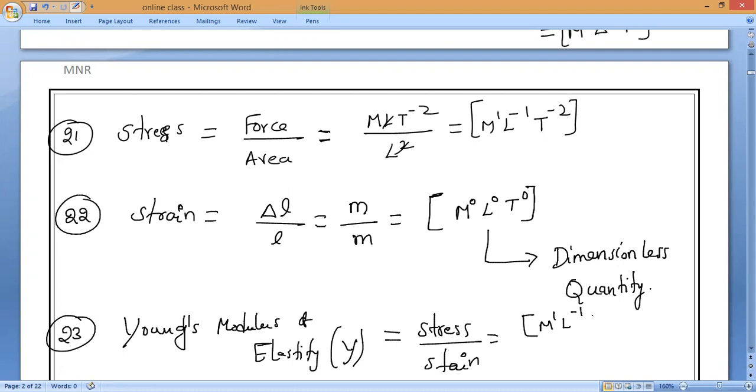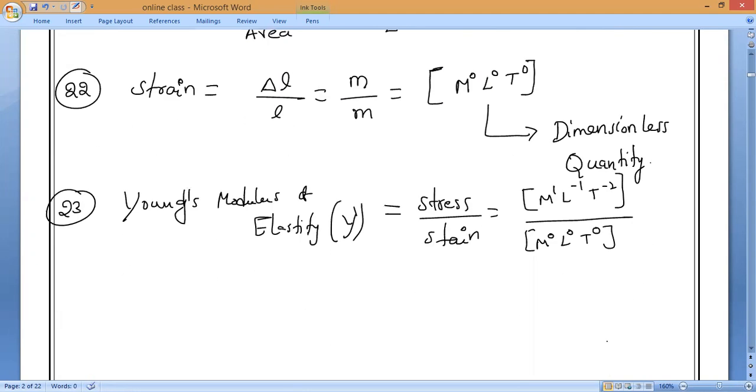M power 1, L power -1, T power -2 divided by the strain dimensions, which is M power 0, L power 0, T power 0. So which equals again what will come? M power 1, L power -1, T power -2. So strain and Young's modulus of elasticity, both dimensions are what? Same. That is what you have to remember. Clear? L power -1 and T power -2.